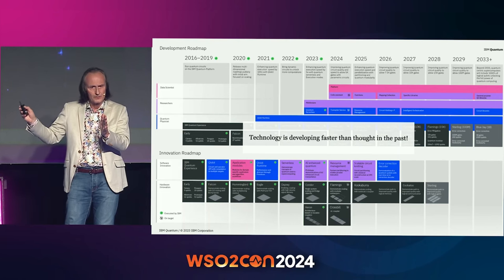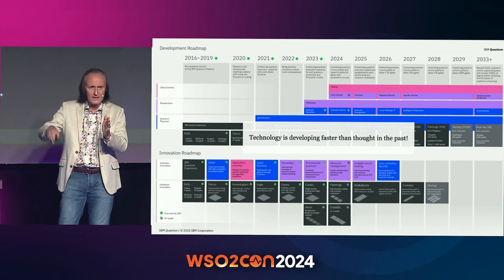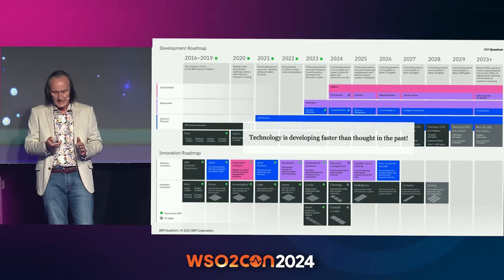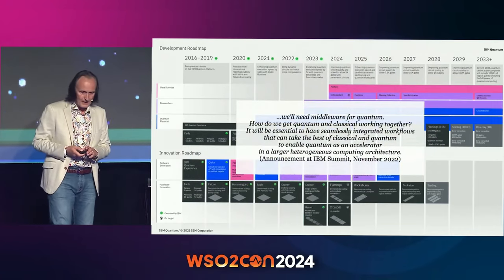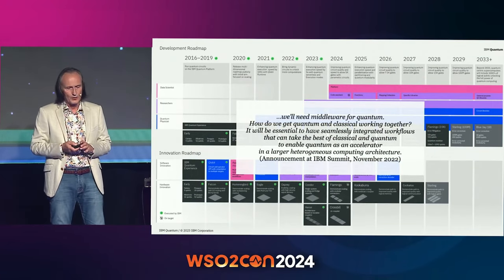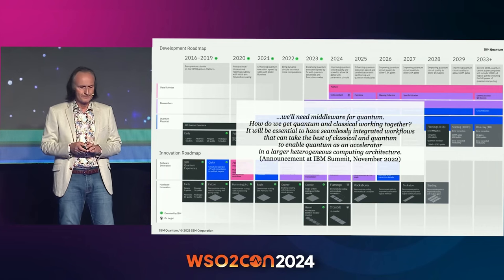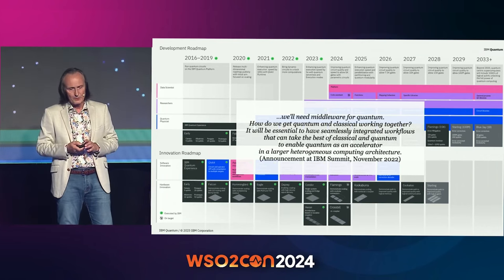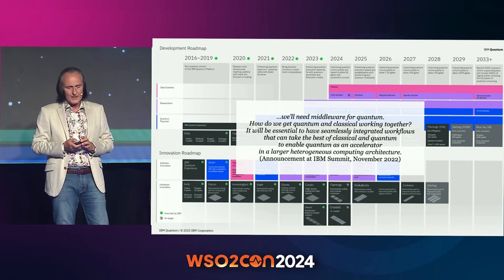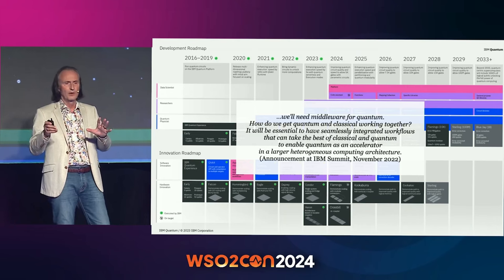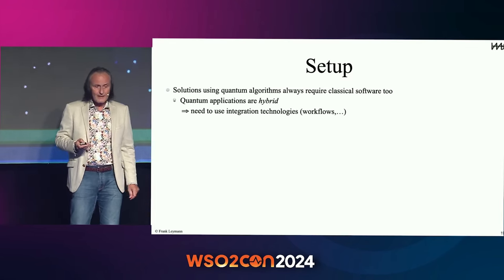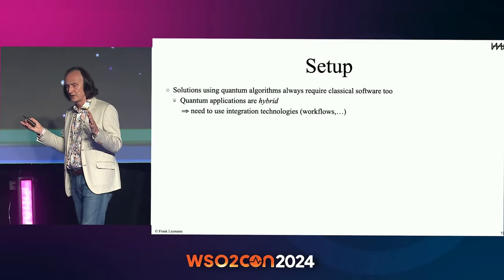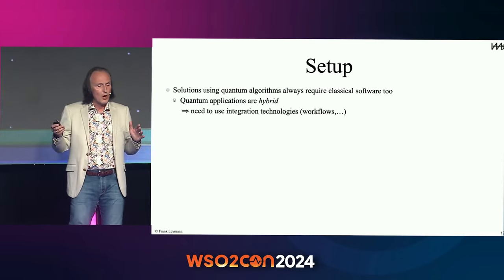This is not only the case for IBM, but also for Rigetti, IonQ, and all the other vendors that are in place. But the real important thing for this conference is a statement that IBM made about 18 months ago. We need middleware for quantum. How we get quantum and classical working together. It will be essential to have seamless integrated workflows that can take the best of classical, and so on. So you need middleware.